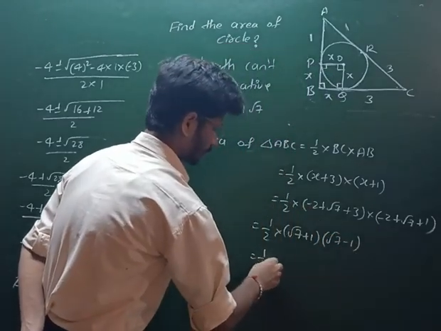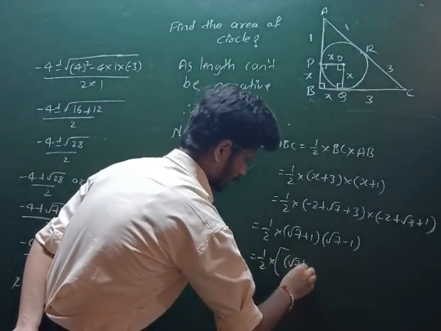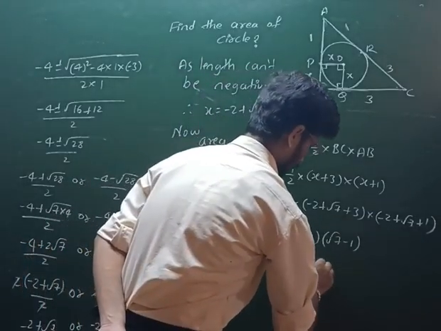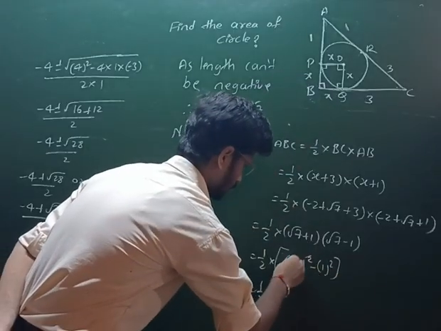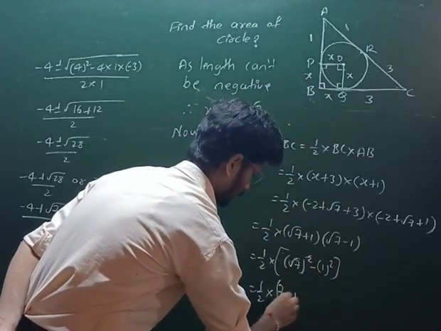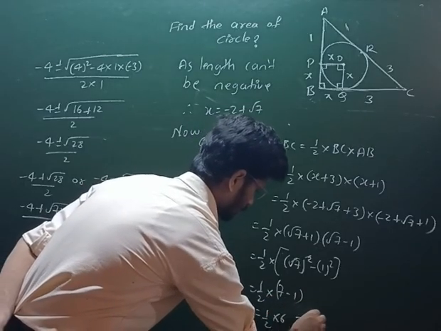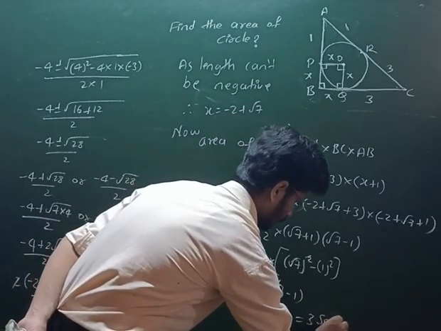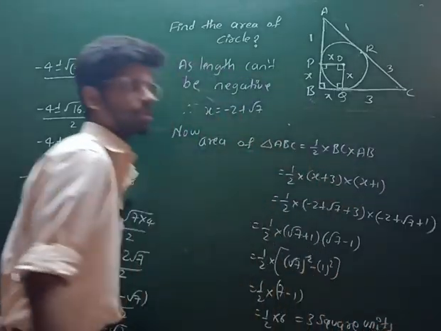Half into (a + b)(a − b), that is a² − b². So half into (√7² − 1²), that is half into (7 − 1), half into 6, that is 3 square units. Thank you everyone.